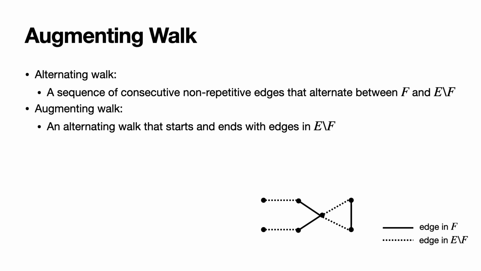First, we introduce some concepts about the f-factor that are used in our algorithm. Let F be an f-factor. An alternating walk is a sequence of consecutive, non-repetitive edges that alternate between F and E\F. An augmenting walk is an alternating walk that starts and ends with edges in E\F. Here is an example of an augmenting walk. It shows that an augmenting walk may cross a vertex multiple times.